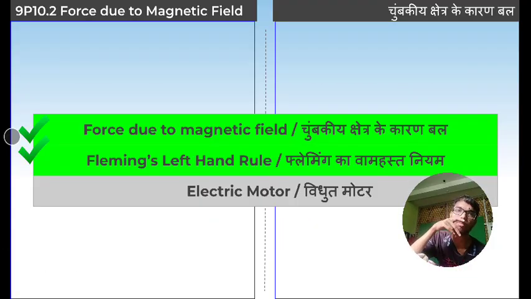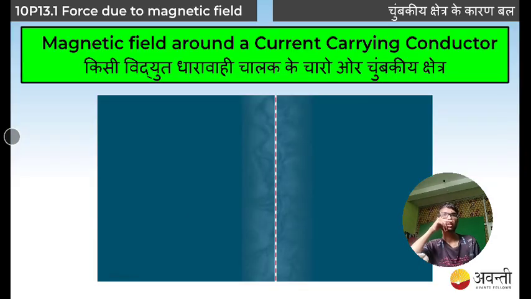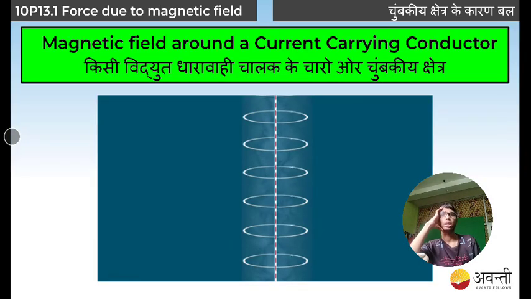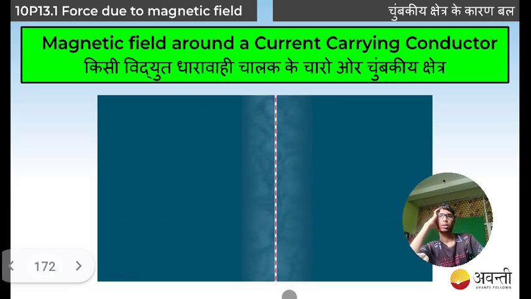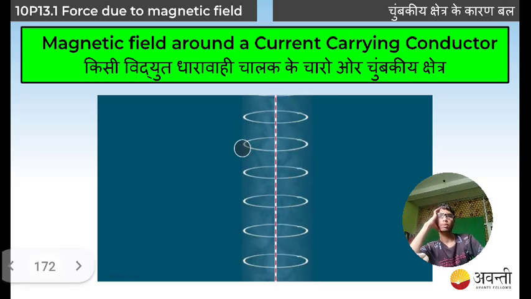Force due to magnetic field. Fleming's left hand rule. Magnetic field around a current carrying conductor. The magnetic field pattern looks like that. When the current is going upward, this magnetic field pattern will start moving like that.